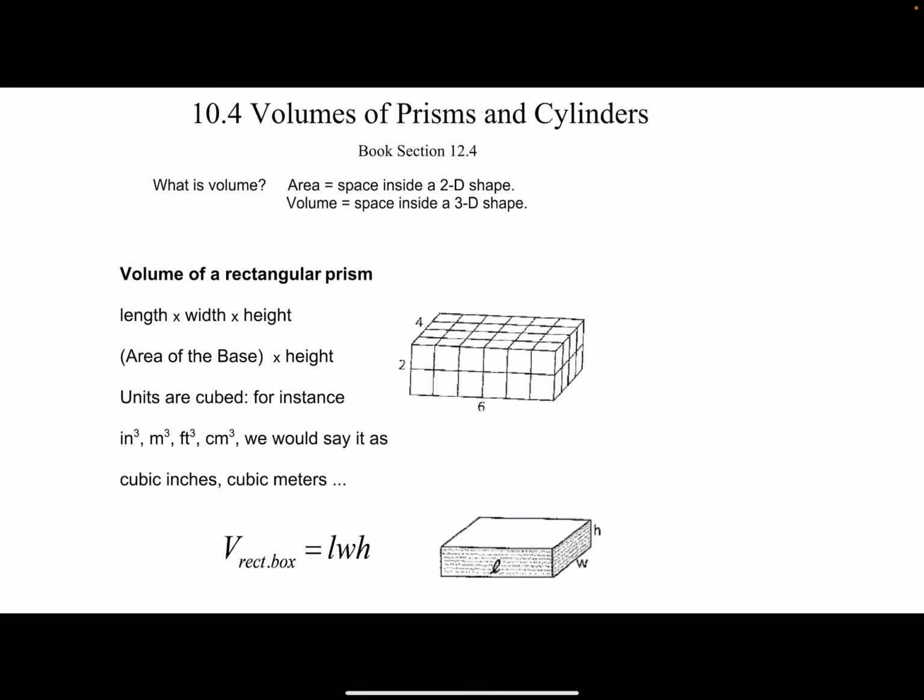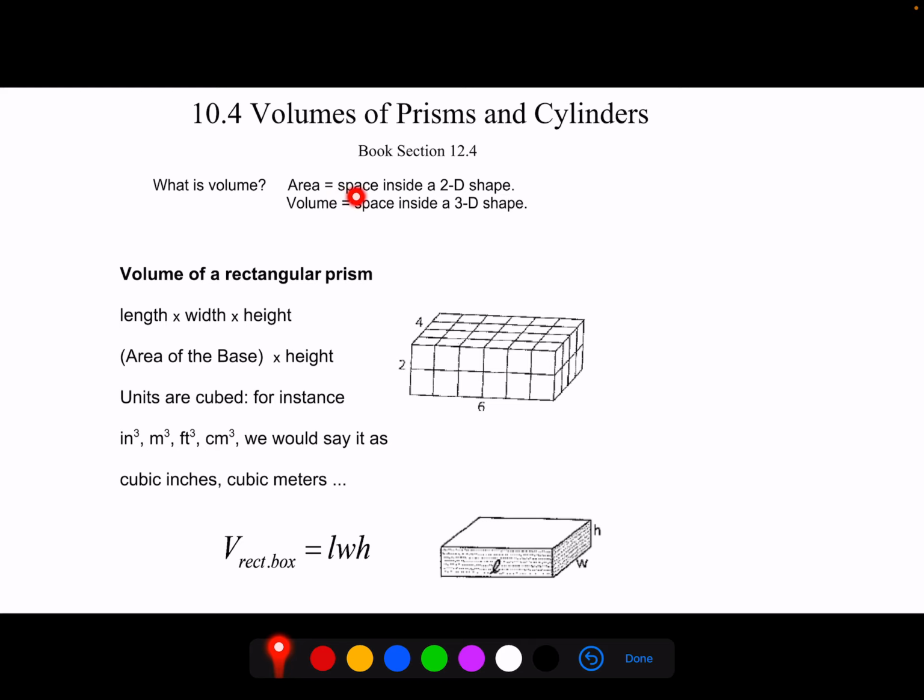First off, what is volume? Well, similar to area, which is just the space a 2D object takes up, volume is the space that a three-dimensional object takes up. So if I'm adding a new dimension, volume is equivalent to the area of that dimension. So volume is just the amount of space a three-dimensional object will take up.